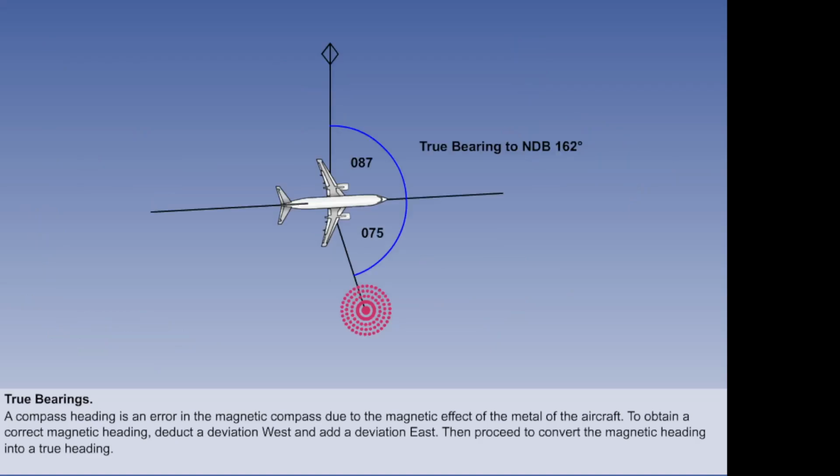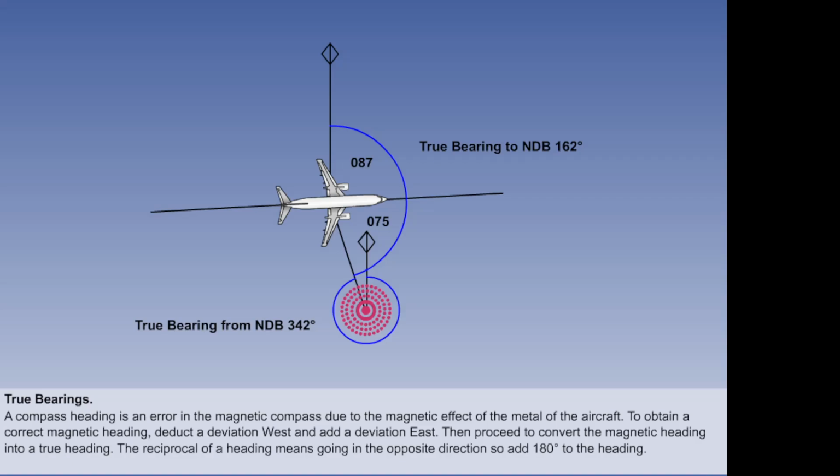The heading is 087 degrees true. The NDB is given as 075 degrees relative. So the NDB true bearing is 087 plus 075 degrees, which is 162 degrees. The reciprocal of a heading means going in the opposite direction, so add 180 degrees to the heading. The aircraft therefore has a reciprocal bearing from the beacon of 162 plus 180 degrees, 342 degrees true.